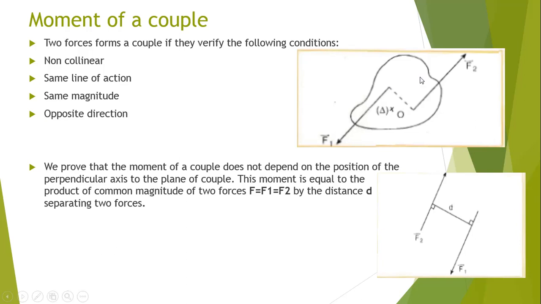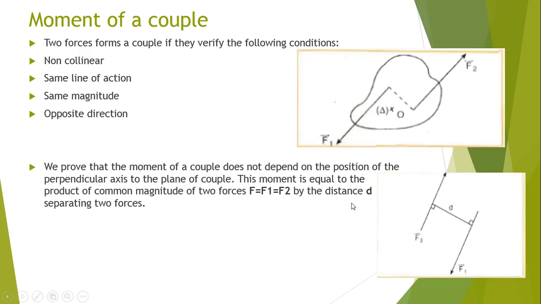So the line of action of F1 is parallel to that of F2, and F1 and F2 are non-collinear, and F1 and F2 are represented by two vectors of equal length, so the magnitude of F1 equals the magnitude of F2, but F1 and F2 are in opposite direction. In this case, F1 and F2 form a couple. So the conditions of a couple are: the two forces should be non-collinear, same line of action, same magnitude, and opposite direction.